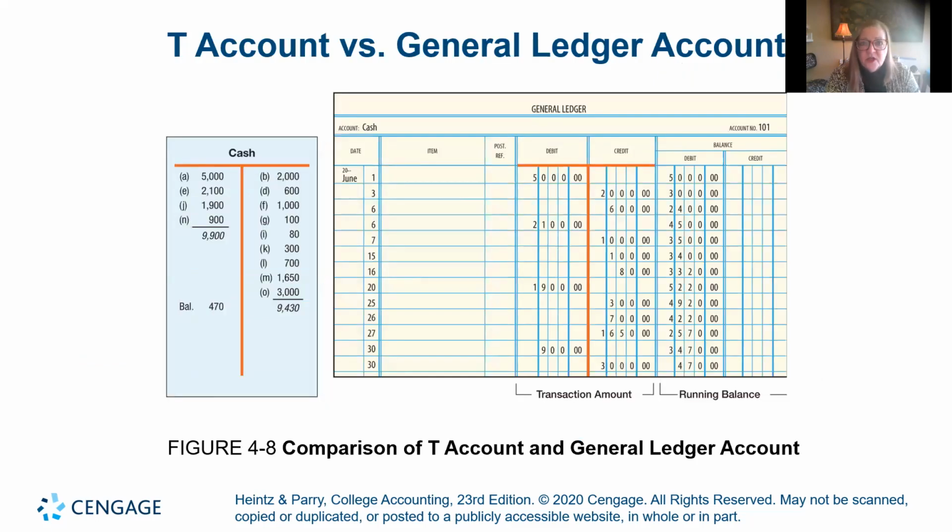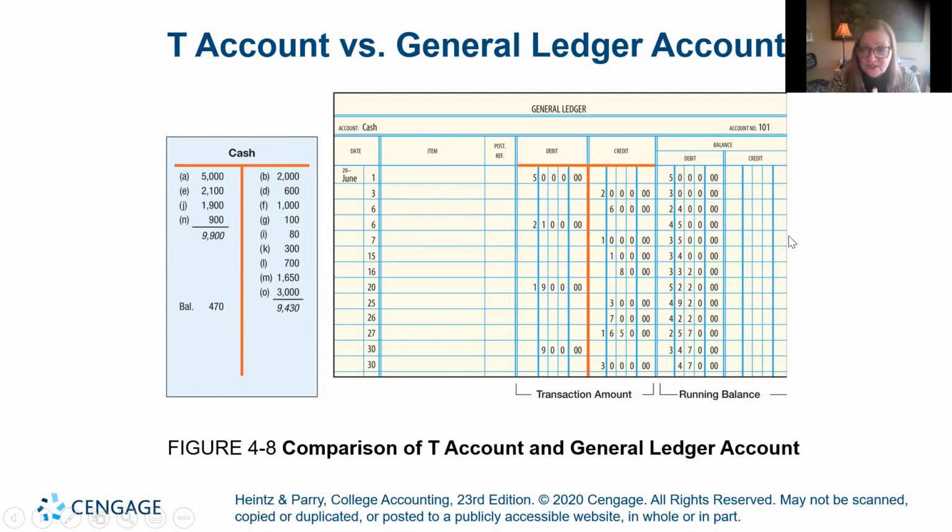The next thing they show us is this general ledger account in a columnar format. And then they show us the way I like to look at it, which is the T account. You see the T account looks like it has a big capital T right in the middle of it. That's how it got named. The transactions recorded in the T account, A through O, are exactly the same transactions as in this columnar ledger.